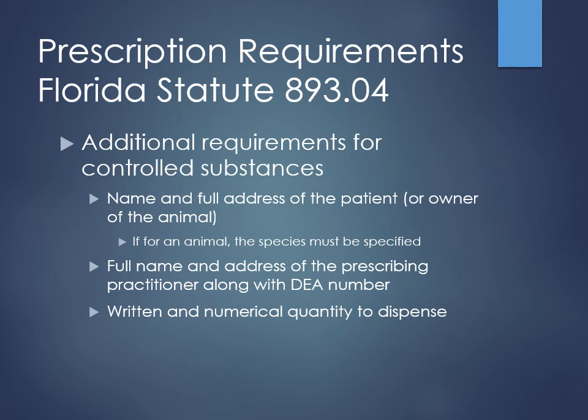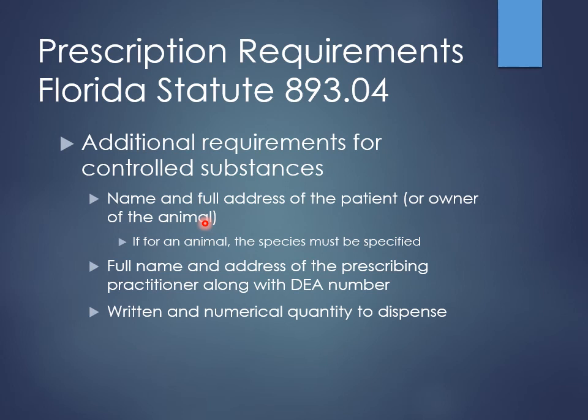And again, some additional requirements for controlled substances. Notice this is a different law than it was for the non-controlled substances. Basically, all of the same requirements for non-controlled substances apply. However, you need to include some additional things, like the name and full address of the patient, or in some cases, the owner of the animal. And when might you prescribe a controlled substance for an animal?